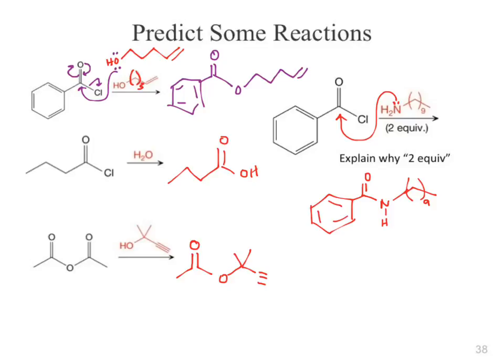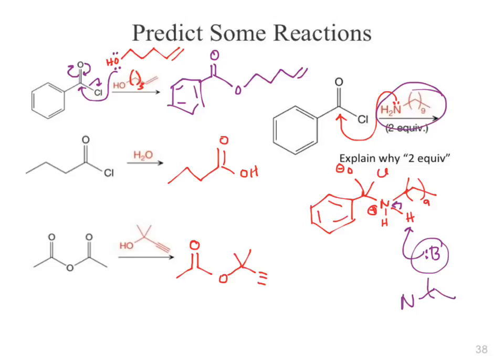When the nitrogen first attacks, you would have this structure. Your tetrahedral intermediate with our negative oxygen, that's a negative, and our chloride. That nitrogen is now very acidic. What do we need to prevent it from acting as the leaving group? Something basic to come along and deprotonate it. What is something basic in solution? More nitrogen.